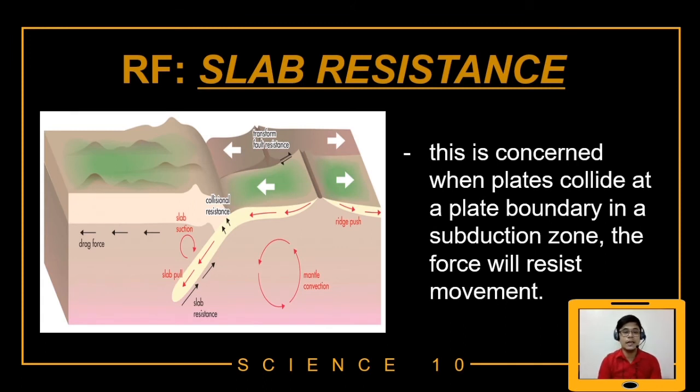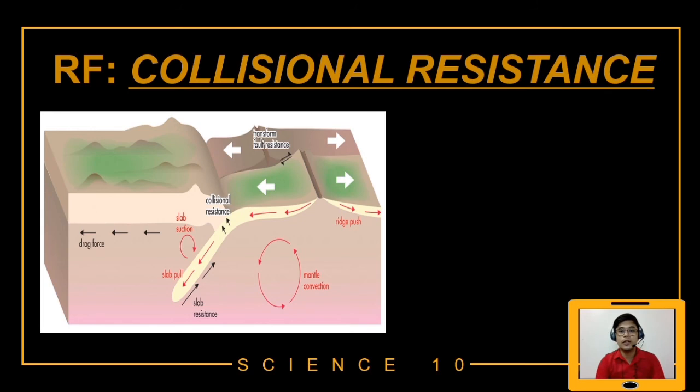So slab resistance, yan ay mga kulay black ang mga resisting force. So slab resistance is concerned when plates collide at a plate boundary in a subduction zone, the force will resist movement. So ito siya. Si slab, ito. So slab resistance is the one who will resist the movement. Okay, pag nagkaroon ng subduction zone. So next is the collisional resistance.